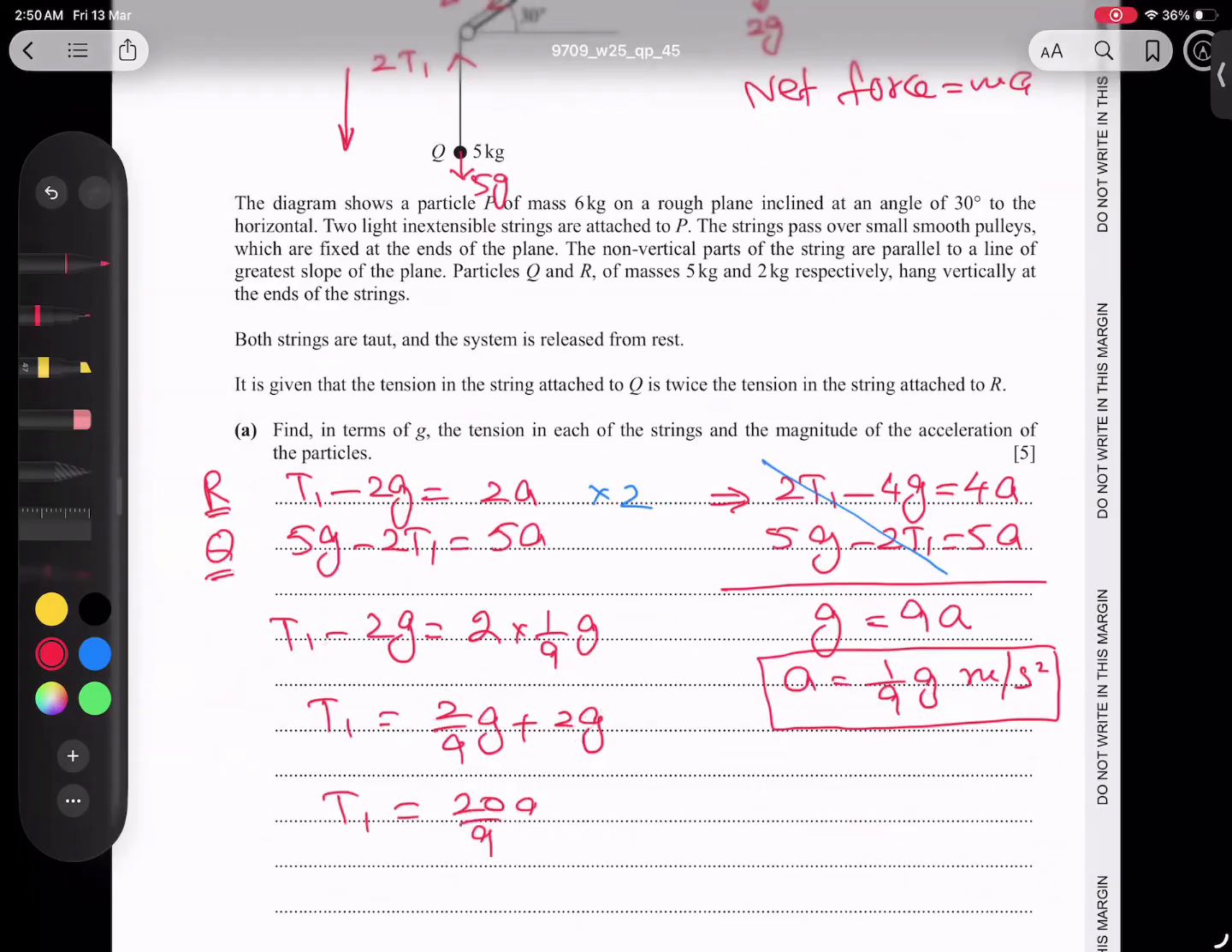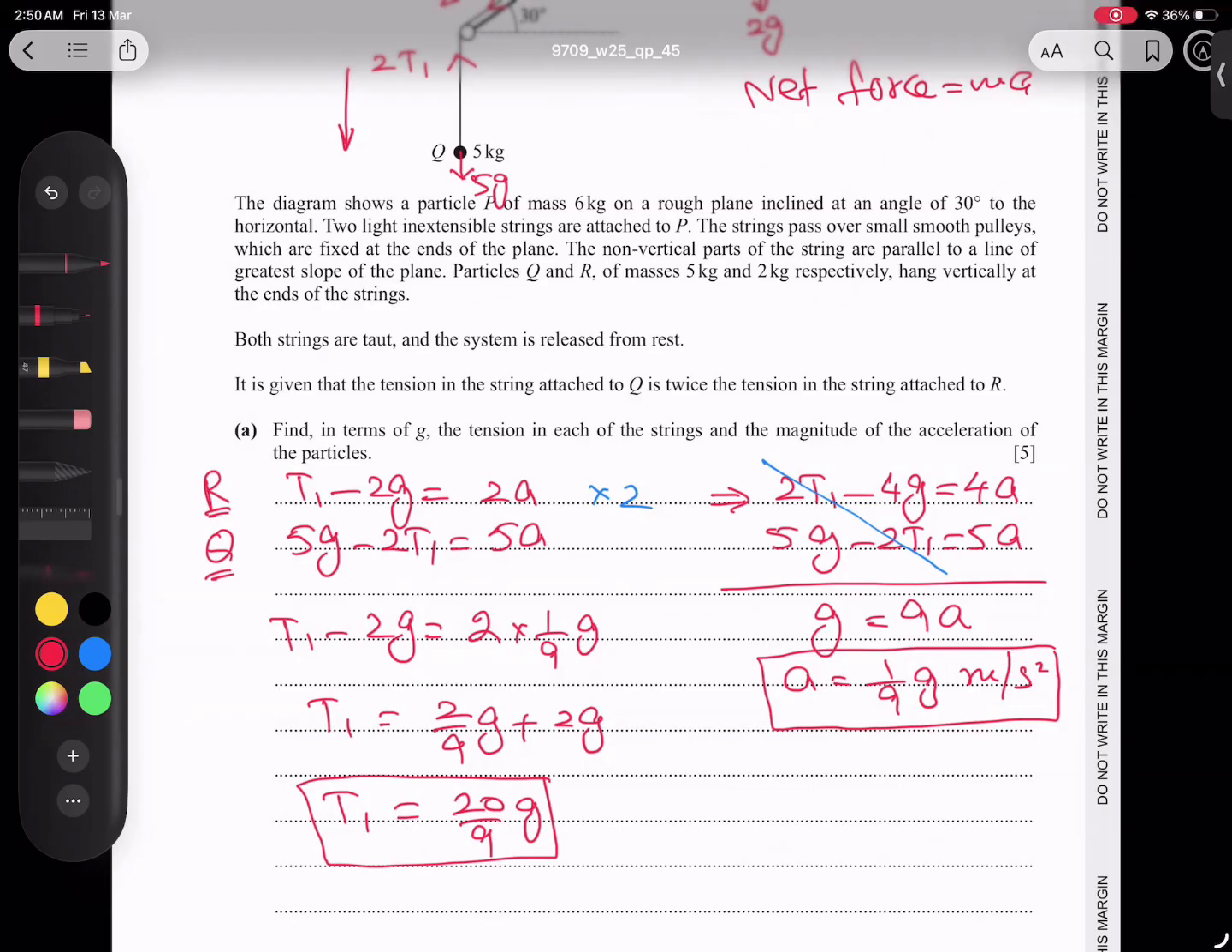I hope the concept is very clear. So 20 over 9, and I got 1 over 9. I hope the point is very clear.